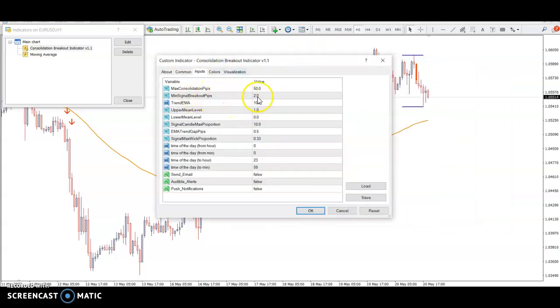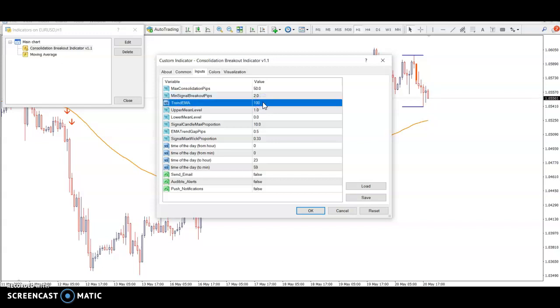The max signal breakout pips. How many pips do you want a candle to break out from the consolidation and close above or below the consolidation? Okay, and again, you can test that, increase it and decrease it. 2 pips is pretty good. It's good for me, particularly on the M1 or M5 time frame. As you come up higher, you might want it to break out a bit more than that for you to be convinced that it's a proper breakout. And you can change it and have a look quite quickly.